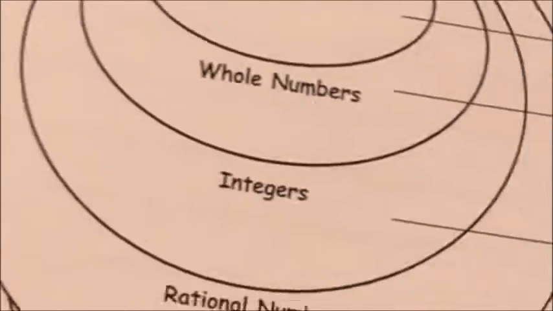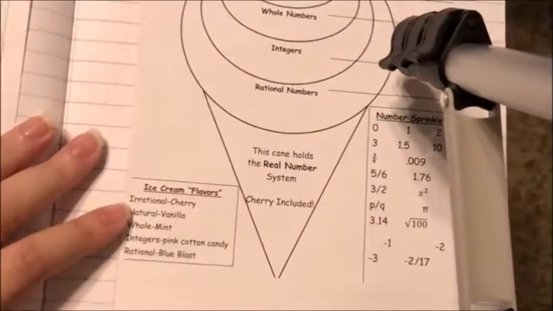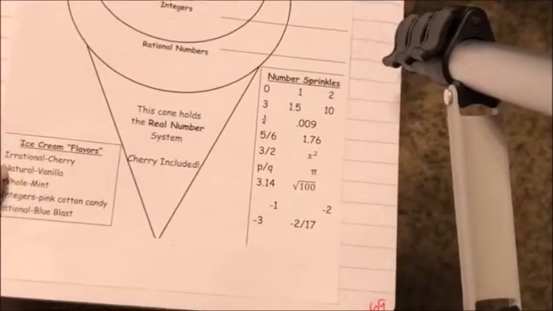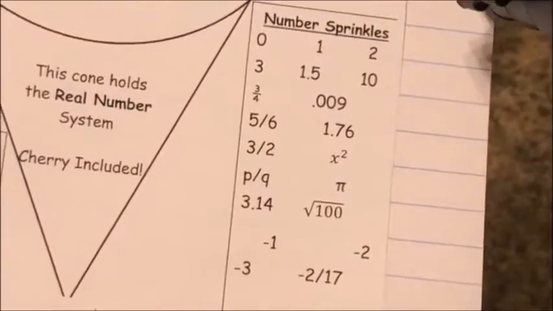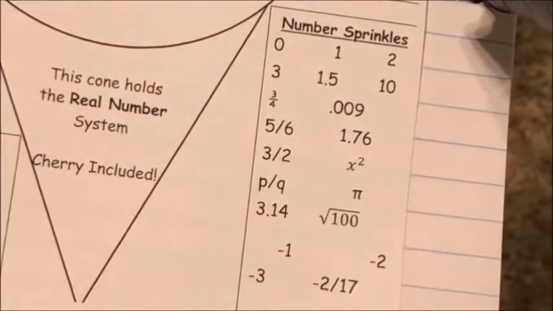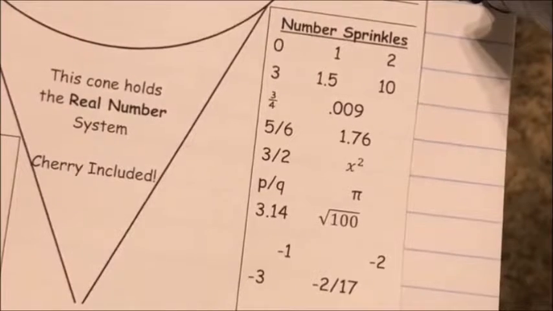Okay. On page 69, you have an ice cream cone. Using the definitions that you have on page 68, I want you to put in the number sprinkles on the lines that correspond with the lines on your ice cream cone. So this ice cream cone is the real number system. Okay. So I want you to go ahead, pause the video, and then when you are done, we will go over the answers together. Okay.